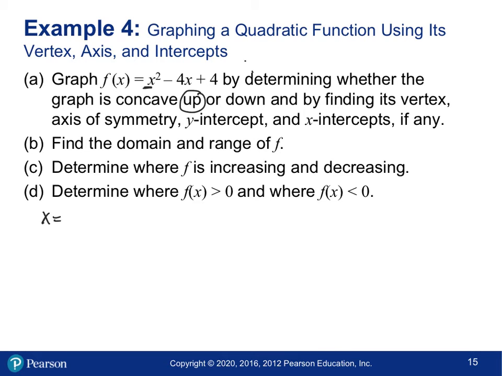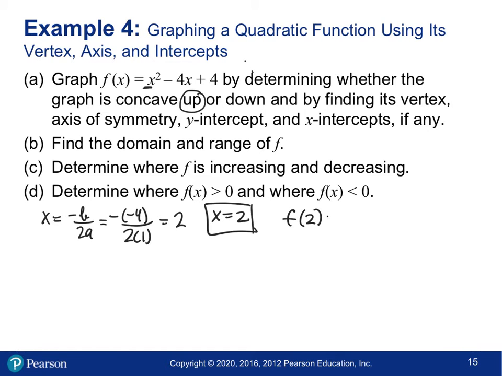And to find the vertex, it's -b over 2a, so this would be -4 over 2 times 1, which gives me 2. So x equals 2 is my axis of symmetry. And if I plug in 2 into the formula, that would give us 4 minus 8 plus 4, so it's 0. So (2, 0) is my vertex.